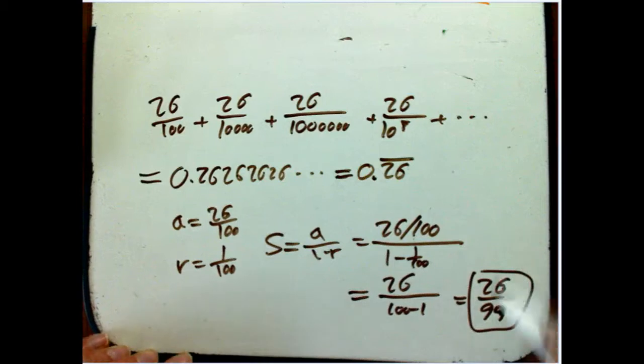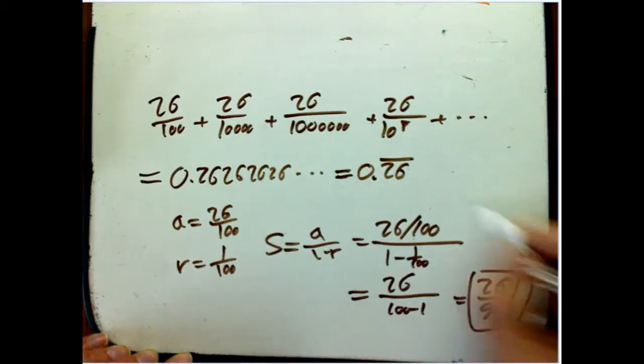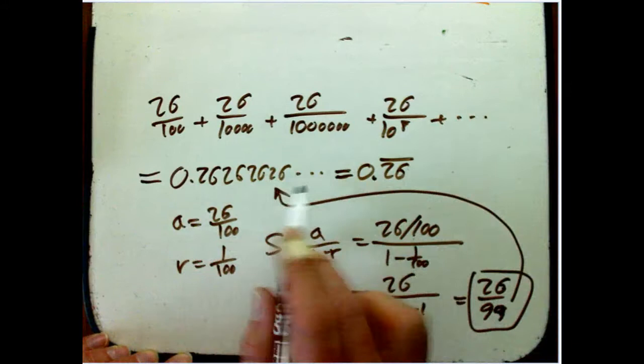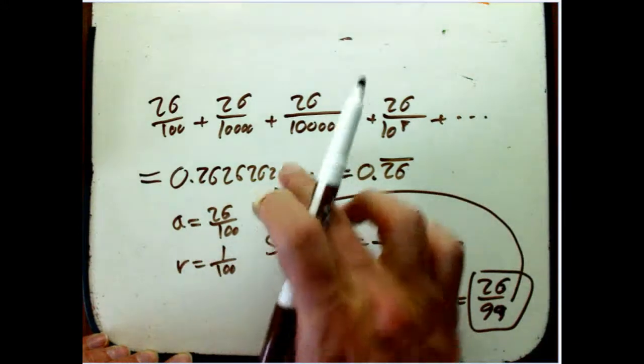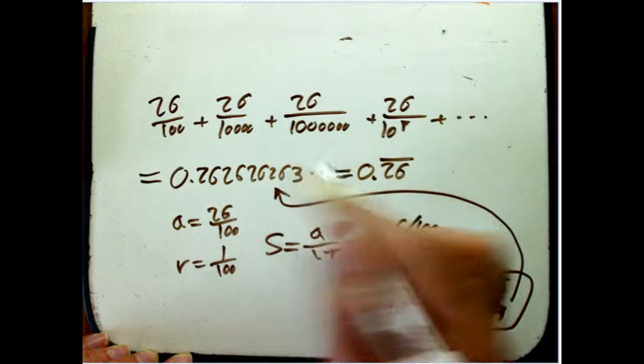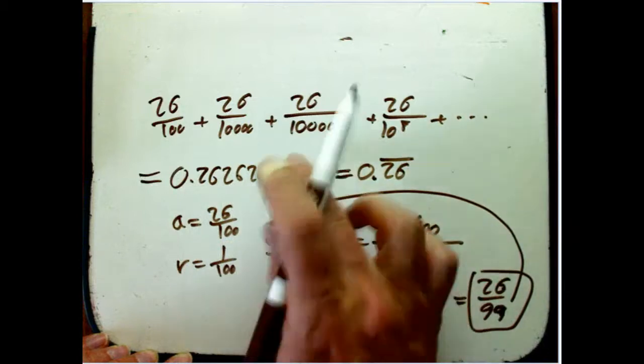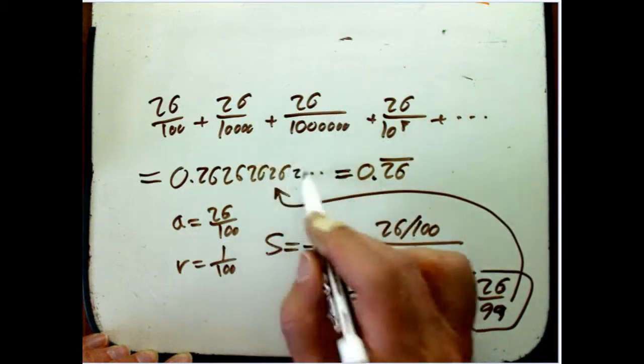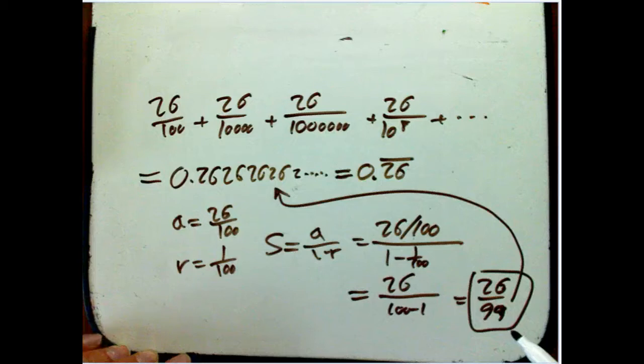If you put 26/99 in your calculator, you're not going to get this infinite repeater, because calculators don't do that. You'll probably get something like 2626262663, because it's going to round it off. But really it should be giving you an infinite repeater.